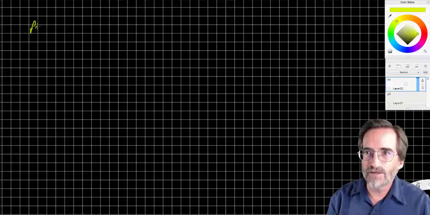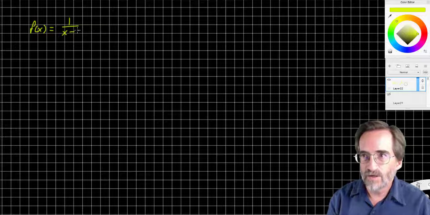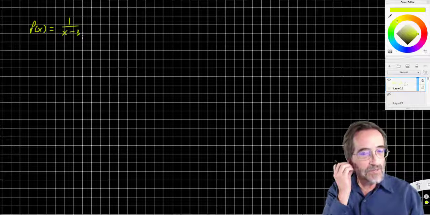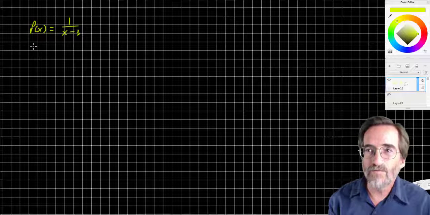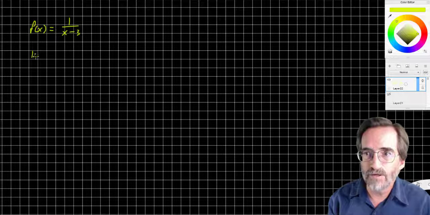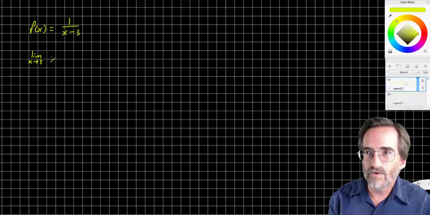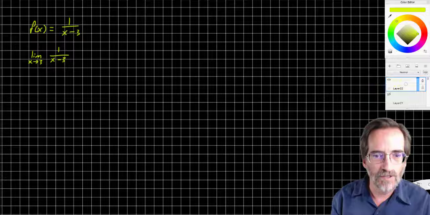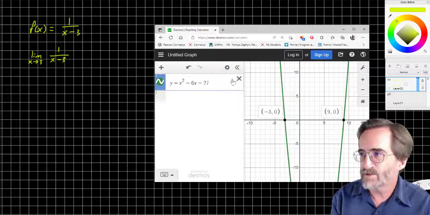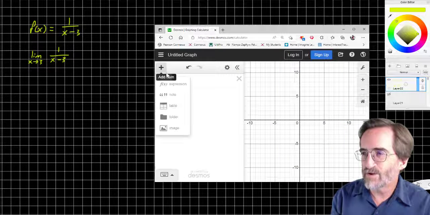I'm going to say f of x equals 1 over x minus 3. Let's just analyze what this function is going to do in and around the value 3. So I'm going to take the limit as x approaches 3 of 1 over x minus 3. We're going to use the table approach first, and then we're going to look at it graphically. So let's bring up Desmos.